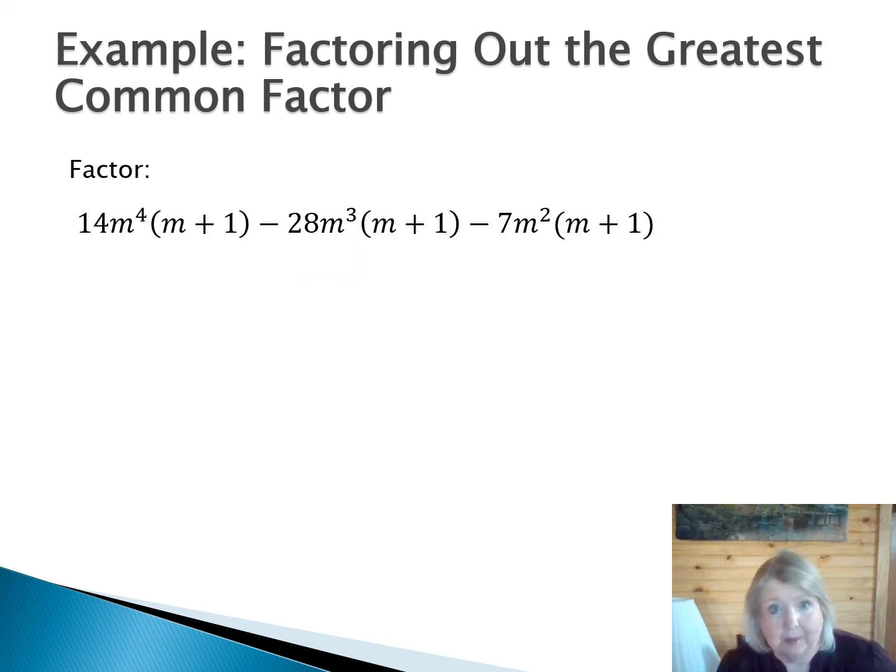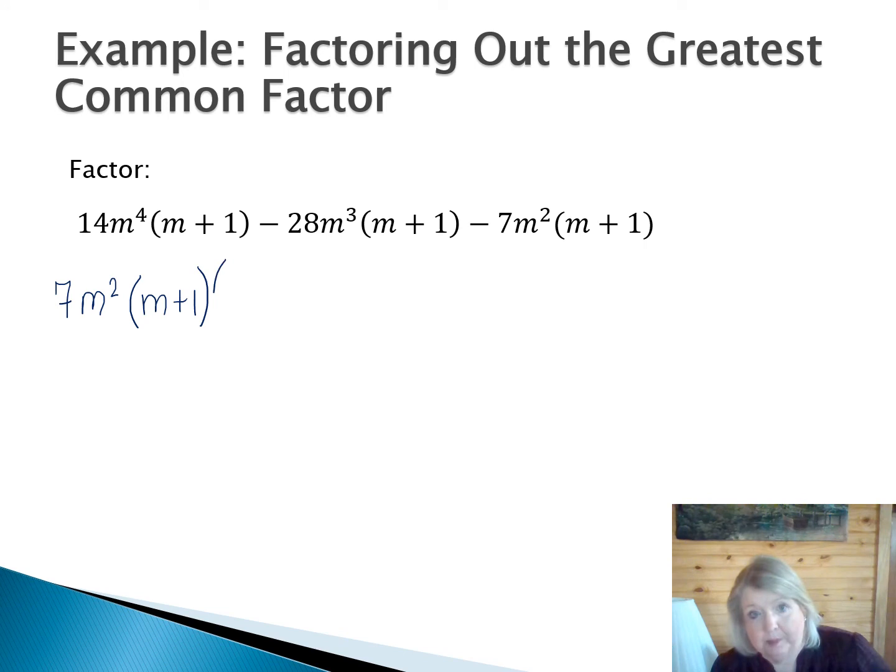And one last example of factoring out the common factor, just to make sure we can put it all together. Numerically, look at the coefficients. 14, 28, 7. Greatest common factor would be 7. Look at the m's. All three terms have an m. And the least exponent is 2. Look at the parentheses. All three terms have a parentheses, and that parentheses has the exact same thing inside, m plus 1. So it also is part of my common factor.